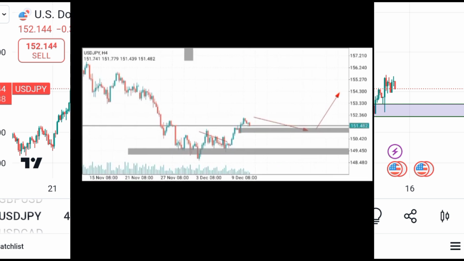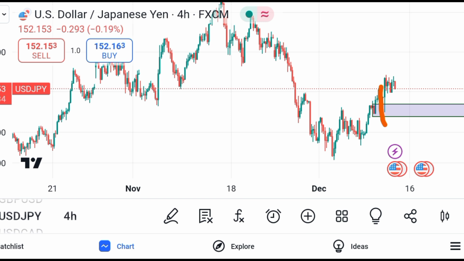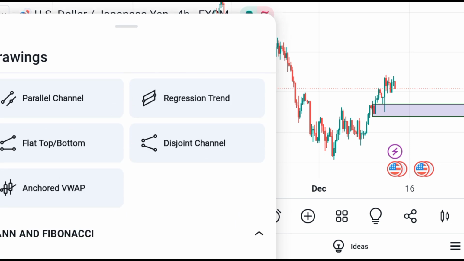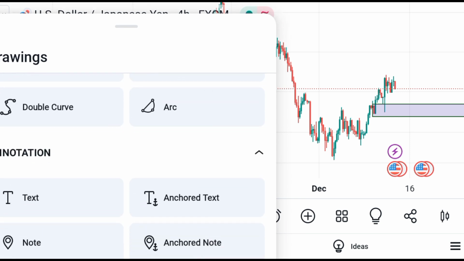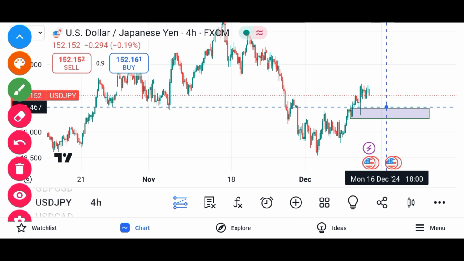The market came back there and it started going up. This is what we're expecting. So what we're expecting is the market will continue going up to that weekly high. So let me pick up our buy tool position. Then basically this is what we're expecting.